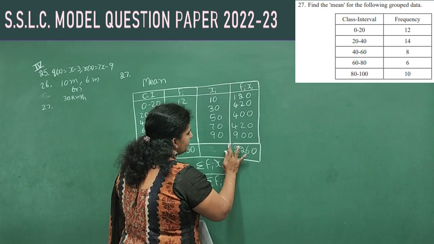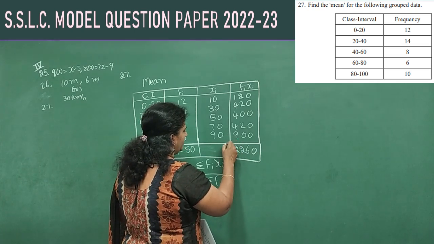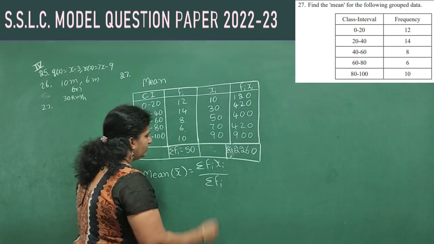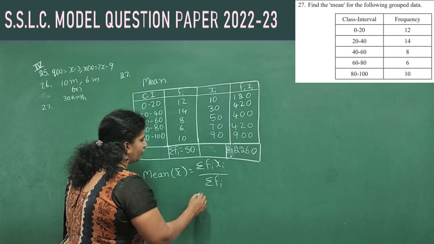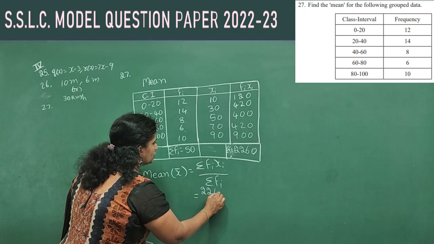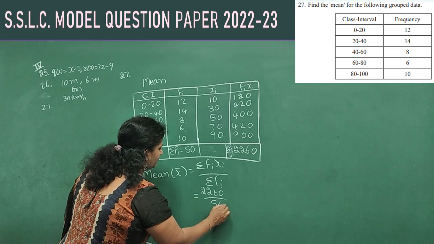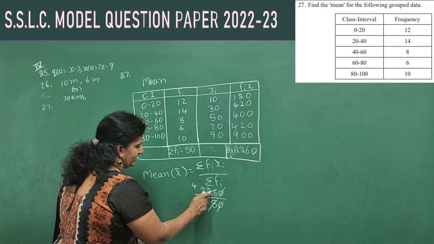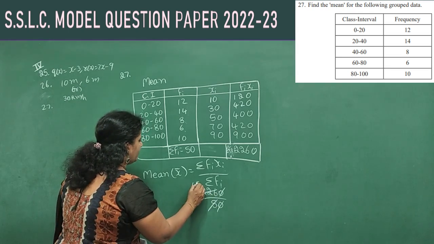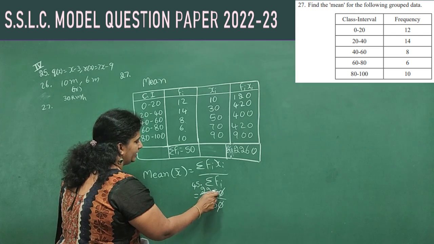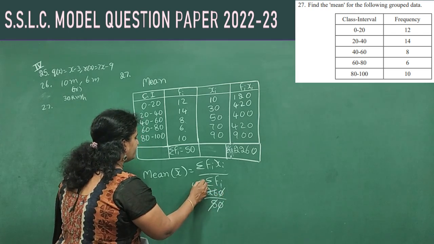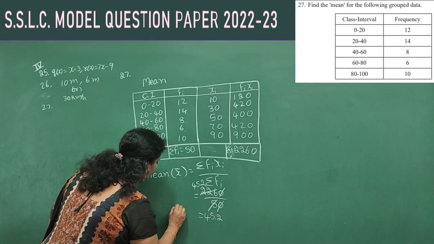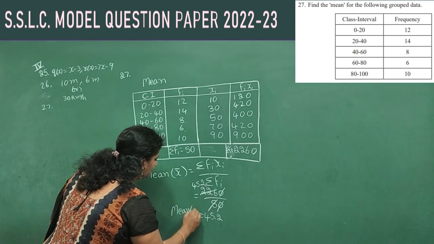This is nothing but, you can write summation fi xi is equal to, you write here. Now substitute those values in mean formula. 2260 by 50. 0, 0 cancel. 5 4s are 20, 26 left. 5 5s are 25, 1 left. 10, that is 5 2s are 10. So your answer is 45.2 is the mean for the given data.